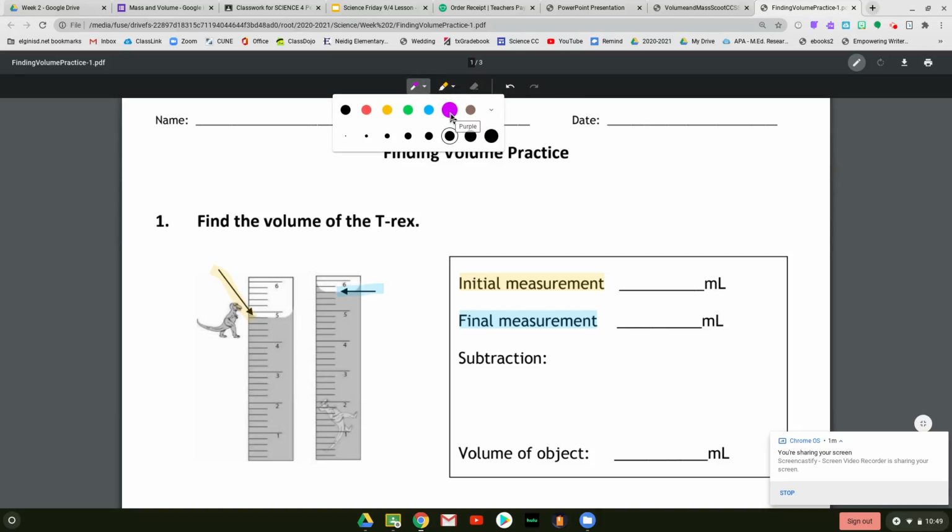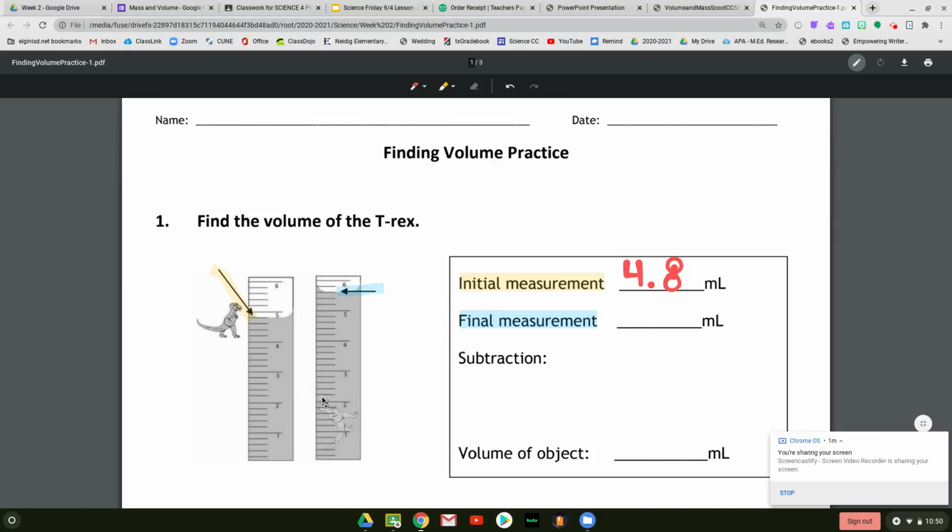So let's do this color. How about that one? I'm going to attempt to write. So 4.8. That's kind of an 8. It works. So now if you don't know a lot about decimals, that's okay because your question will not have decimals.